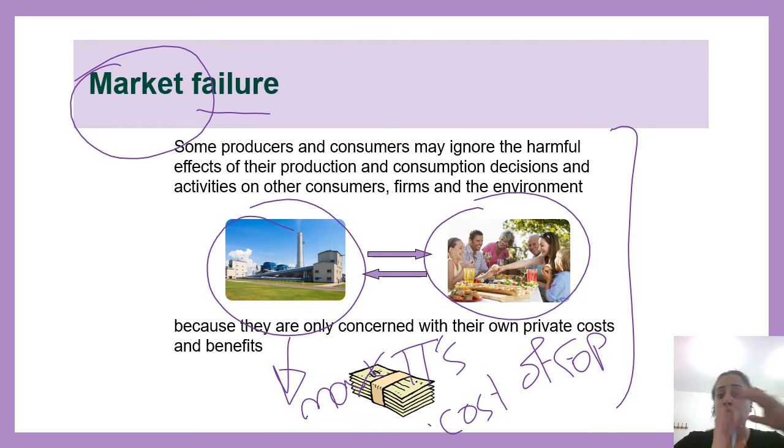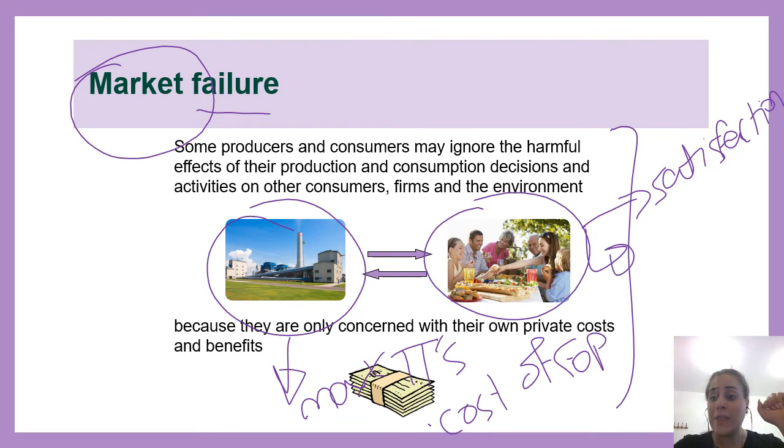Whereas to the consumers, their private benefit would be, for instance, when they are buying a product and they're receiving the satisfaction that they need. So that would be their private benefit. Their private cost, from the consumer's point of view, would be, for example, the money that they pay in order to buy the product that we're talking about.